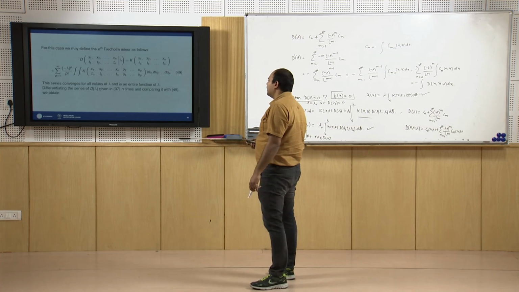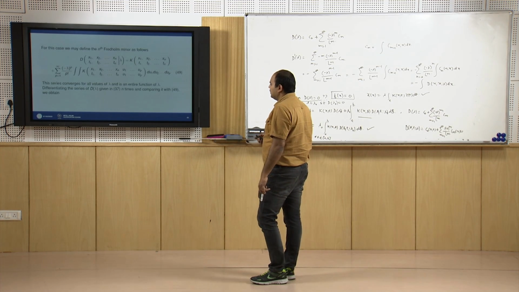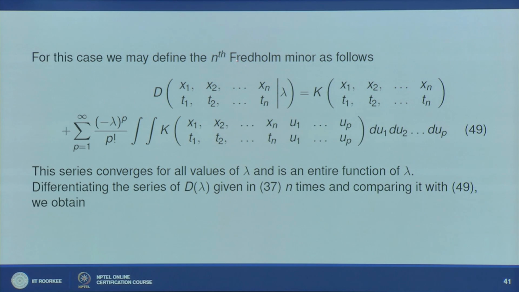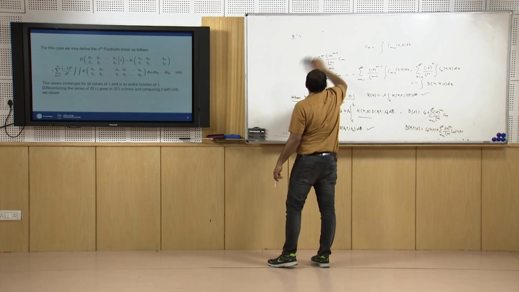Now if you look at equation number 49 in a clear manner, if we take n equal to 1, it means that we are considering the first Fredholm minor. So our claim is that this is nothing but your D(x, y; lambda). If you look at equation number 49, write down the expression for n equal to 1.